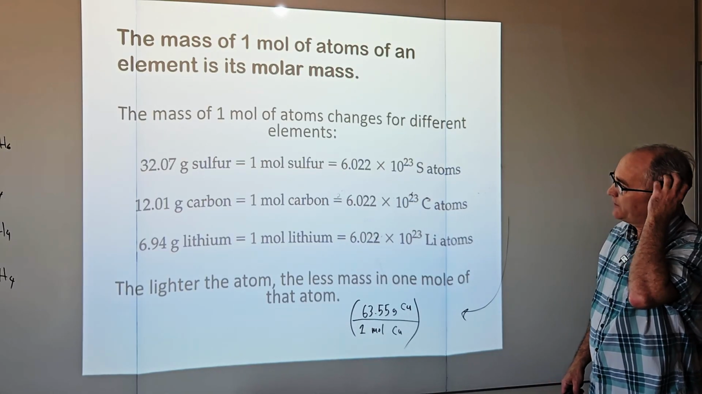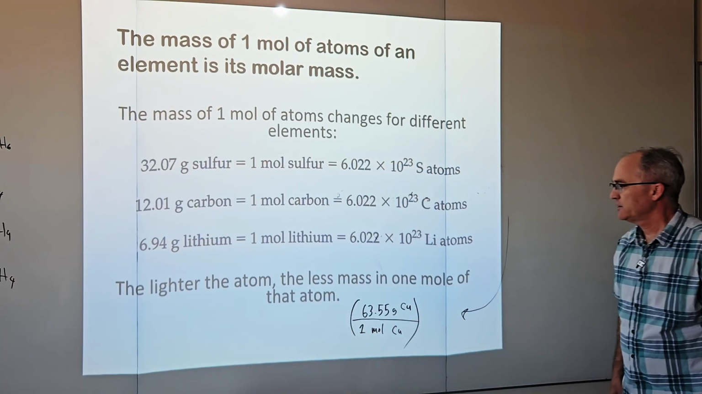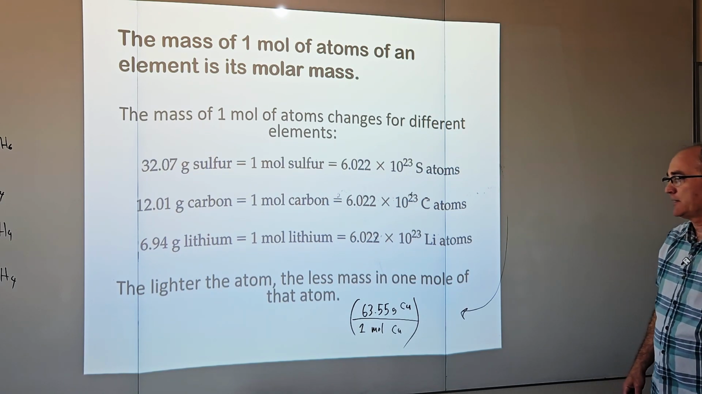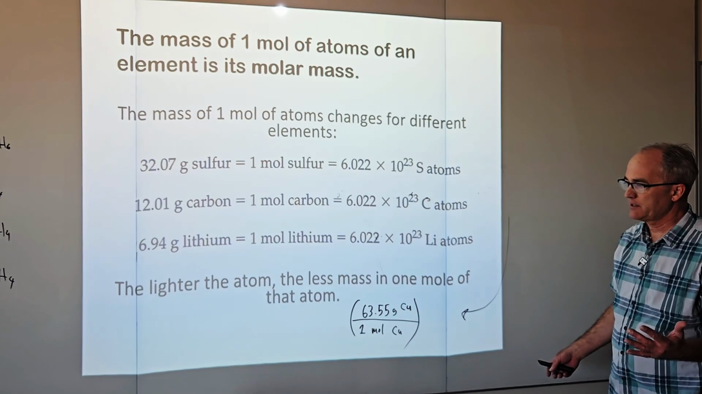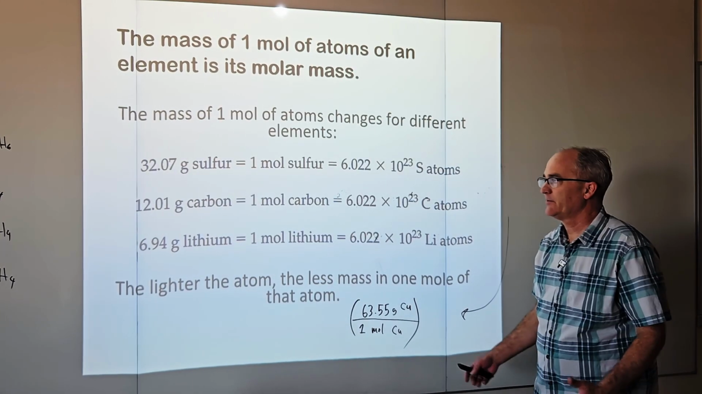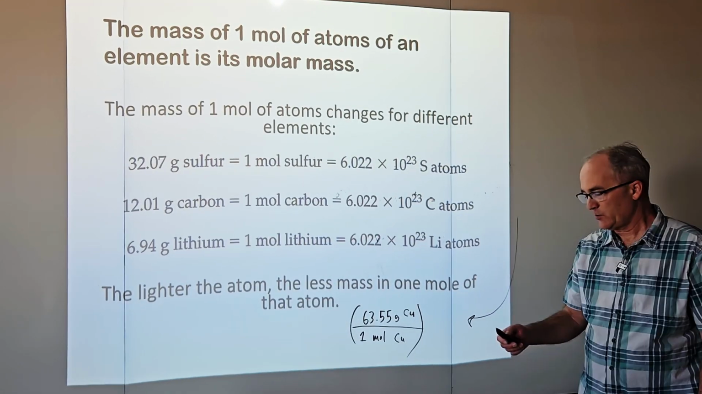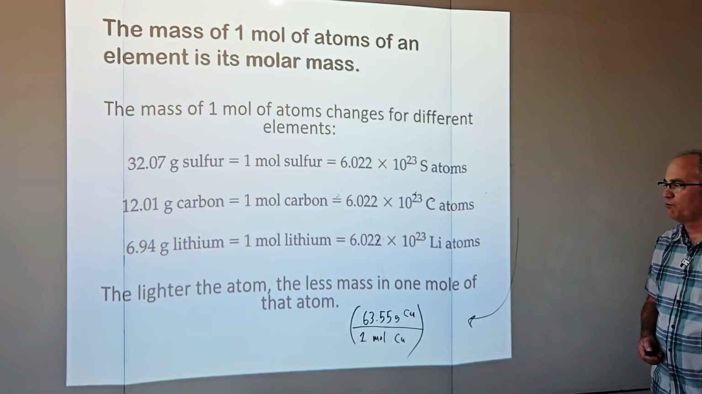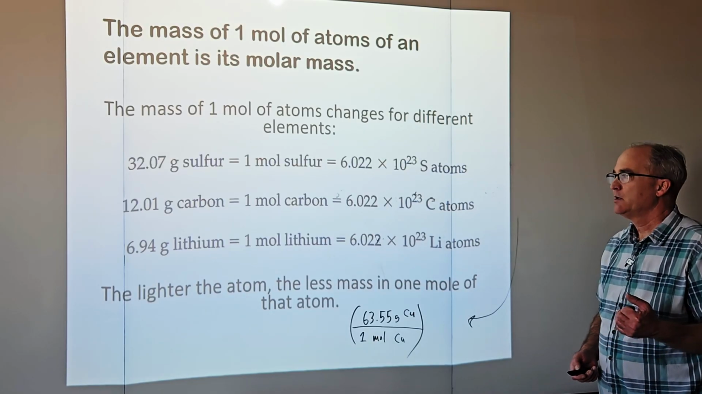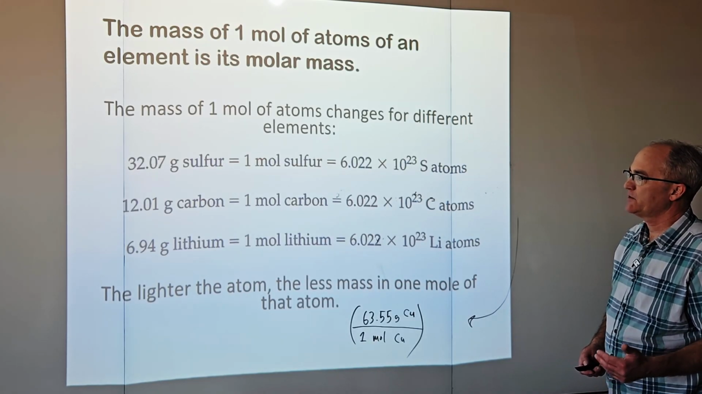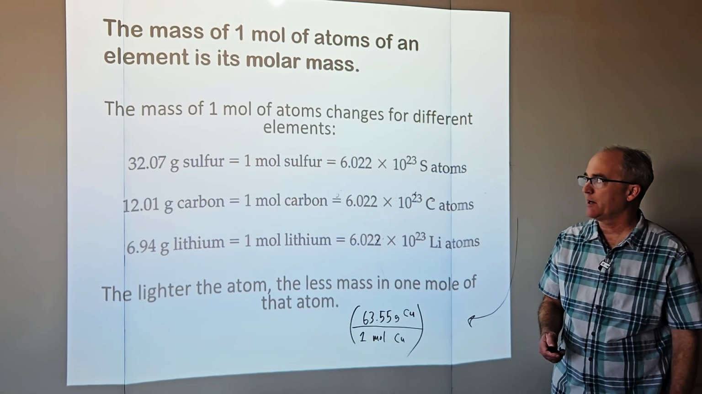Fascinating. The mass of 1 mole of elements changes for different elements. We can get these off the periodic table. That's why they're so useful. The lighter the atom, the less mass in 1 mole of that atom. So lithium, roughly a little less than 7 grams, I got 1 mole. Sulfur, however, I need 32.07 grams to get a mole. So now you know the definition of molar mass. And when you see it given to you, it'll say 32.07 grams of sulfur per mole. So you normally get it kind of in the unit factor form.